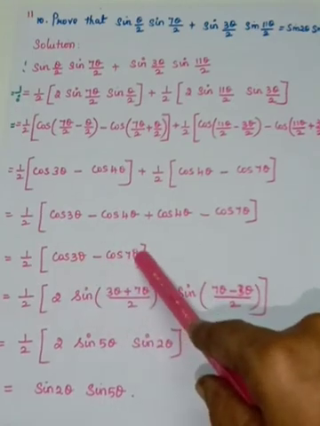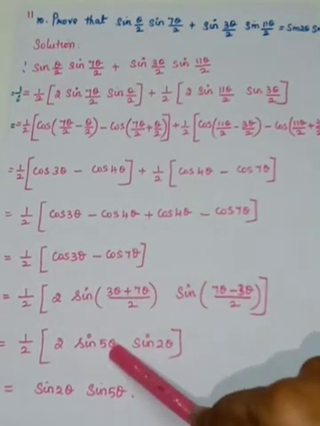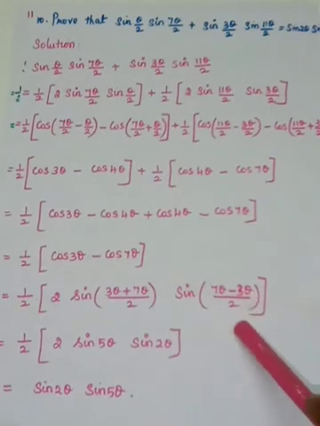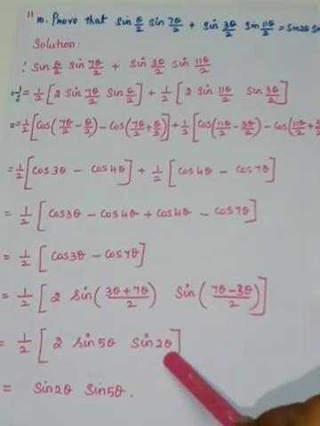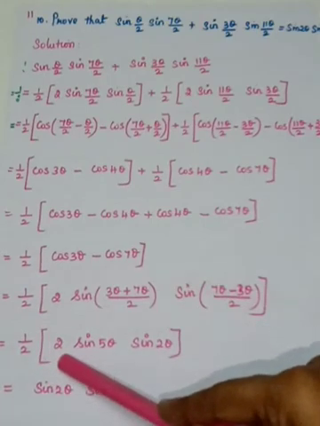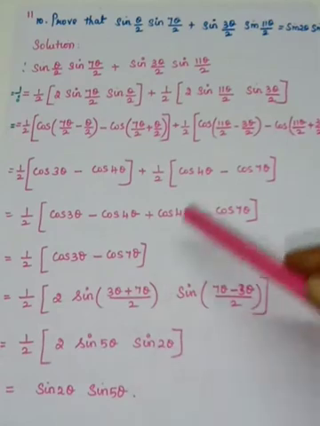So if you add these two, it is 10 theta divided by 2, which is 5 theta. Next, D minus C. So 7 theta minus 3 theta is 4 theta divided by 2. So it is 2 theta. Okay. So here this 2 and this 2 getting cancelled. So your answer is sine 2 theta into sine 5 theta.